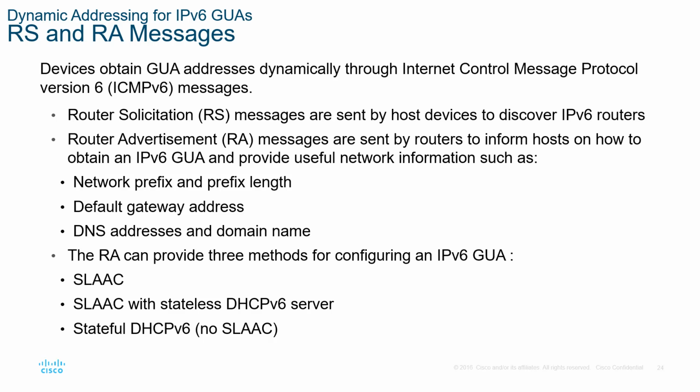The router advertisements provide 3 methods for configuring the address. SLAAC, SLAAC with a stateless DHCP server, or stateful DHCP with no SLAAC. Remember, SLAAC is the auto configuration, and don't worry, we're going to discuss all 3 of these in depth in the upcoming slides.